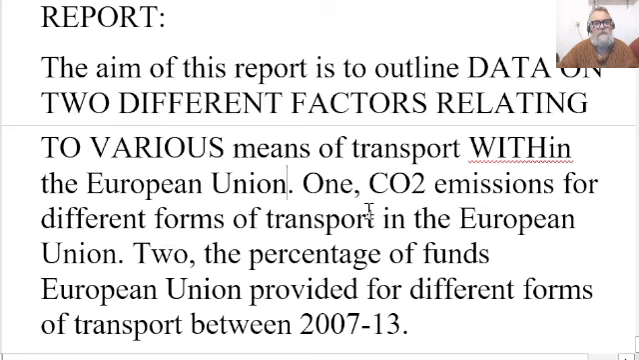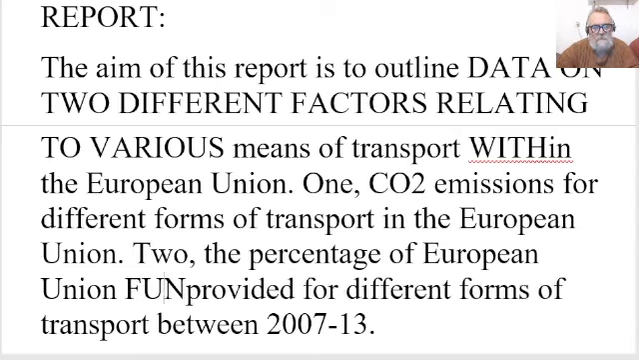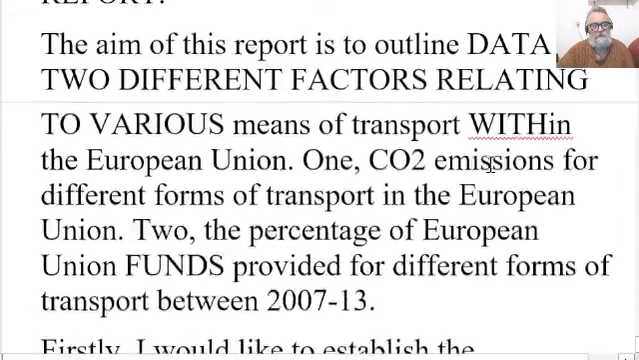One, CO2 emissions for different forms of transport in the European Union. Two, the percentage of European Union funds provided for different forms of transport between 2007 and 2013. Okay, I think that reads better. The aim of this report is to outline data on two different factors relating to various means of transport within the European Union. One, CO2 emissions for different forms of transport in the European Union, and two, the percentage of European Union funds provided for different forms of transport between these two dates.